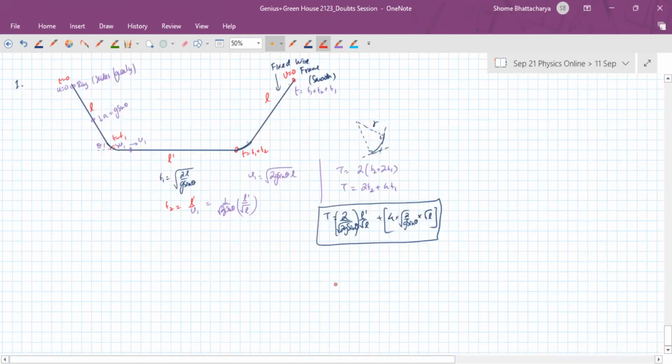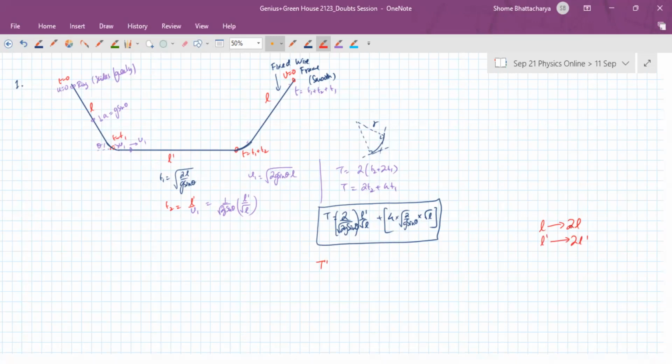Yes, sir. Now let's say the new time period will be T double prime when I replace L with 2L and I replace L prime also with 2L prime. That's it, or I'm making it 4 times. Yes, sir. 4 times, sorry. So not 2 times, but 4 times. So each of the dimensions is quadruple. So we are making this 4L and this 4L prime.